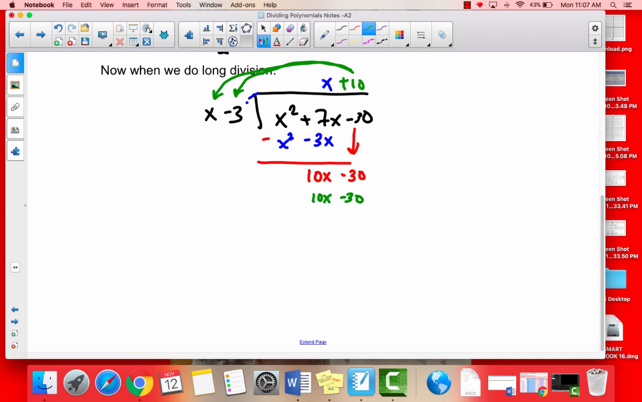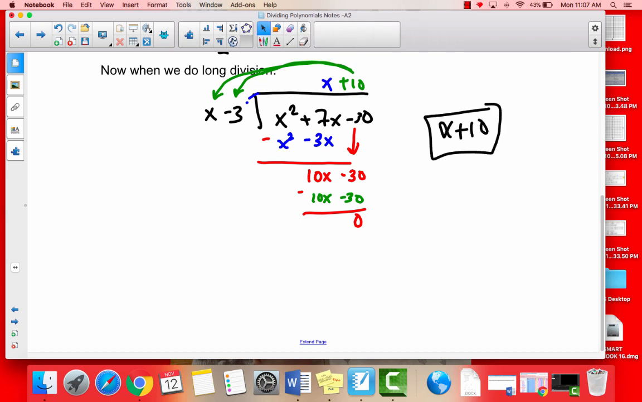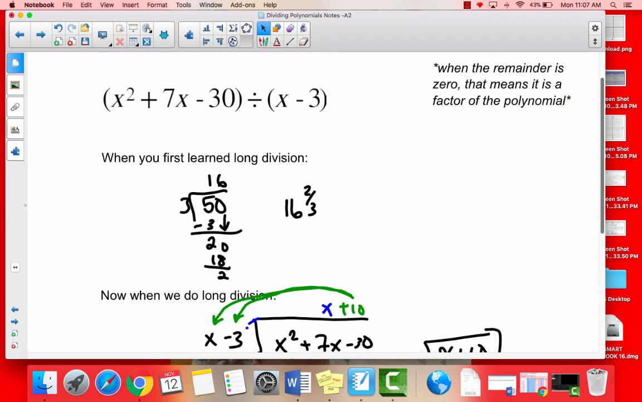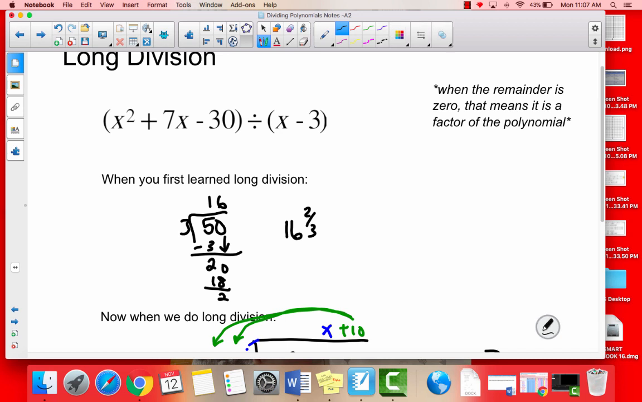So that worked, and now I can go ahead and subtract again. And when I subtract, my x's cancel and my 30s cancel, and I'm left with a remainder of 0. So what this means is that my final answer is x plus 10. Now, notice I had a remainder of 0. What I put up at the top here was that when a remainder is 0, what that means is that that answer is a factor of the polynomial.